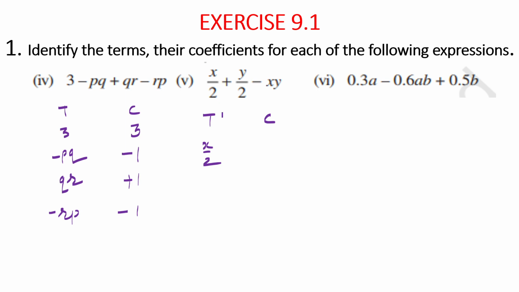The first term is x by 2, this is first, this is second, this is third. Now what is the second term? Y by 2. What is the third term? Minus xy. The coefficient of x by 2 is 1 by 2. Clear? X by 2 is written as 1 by 2 into x. The coefficient of y by 2 is also half, and this is minus 1, obvious, just like minus PQ, minus 1.